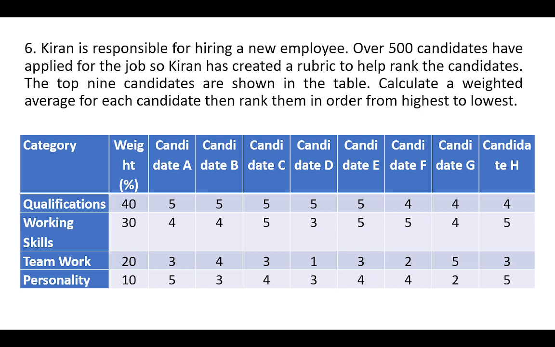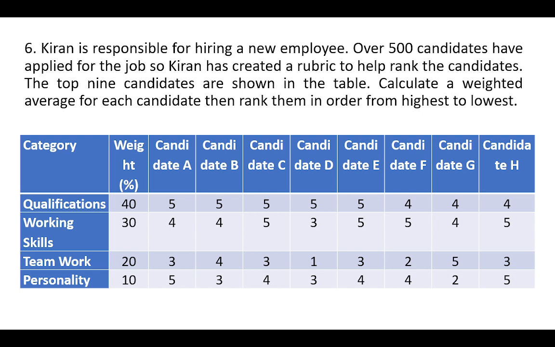Responsible for hiring a new employee. Over 500 candidates have applied for the job. So Kiran has created a rubric to help rank candidates. The top 9 candidates are shown in the table. Calculate a weighted average for each candidate, then rank them in order from highest to lowest.